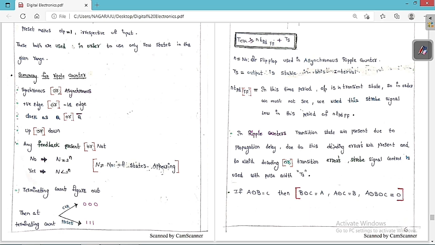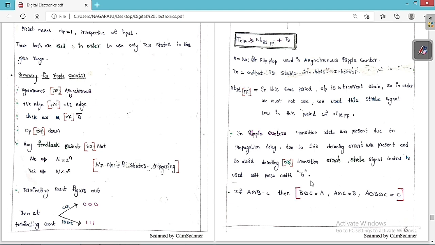Ripple counters means either synchronous counters or asynchronous counters. In ripple counters, a transition state will be present due to propagation delay. Due to this, decoding errors will be present, and to avoid decoding or transition errors, strobe signal control is used with the pulse width TS. This is an important point that you always have to keep in your mind for your lifetime.